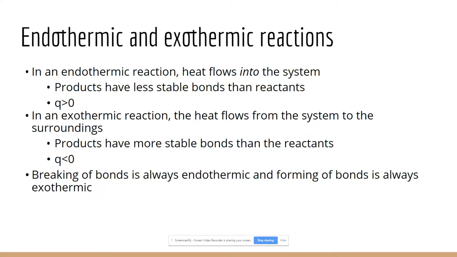You will also sometimes see H used instead. We'll talk more about that. In an exothermic reaction, the opposite is true. Heat flows from the system to the surroundings. Therefore, the surroundings feel hotter. The products have more stable bonds than the reactants because more energy was released forming the bonds than was absorbed breaking bonds. Q is going to be negative in that case.